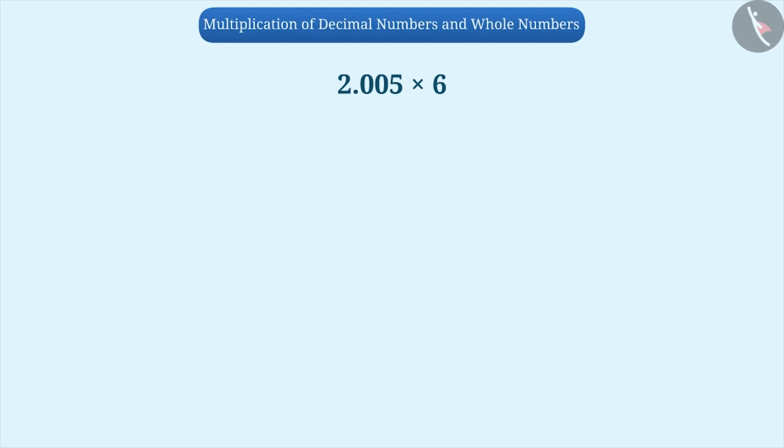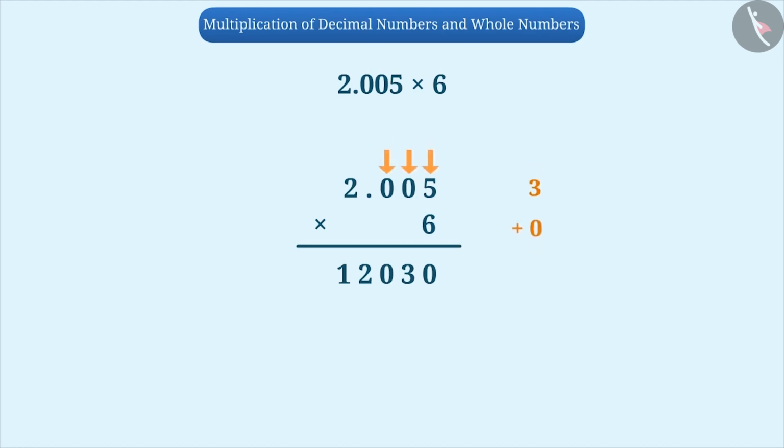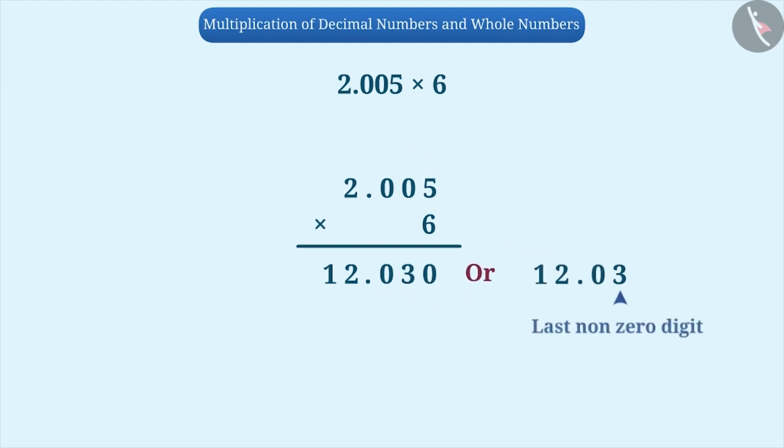First, we will write the given numbers one below the other. Then, we will multiply them the same way we multiply whole numbers. Now we can see that in the given numbers, the number of digits after the decimal point is 3 plus 0, which is equal to 3. So, in the result, we will place the decimal point by counting 3 digits from the right side. Therefore, the result obtained will be 12.030, or this can also be written as 12.03. Because adding or removing 0 after the last non-zero digit in a decimal number will not change the value of that number.